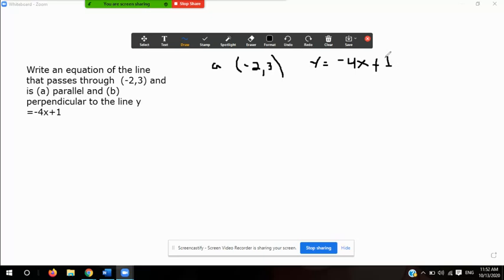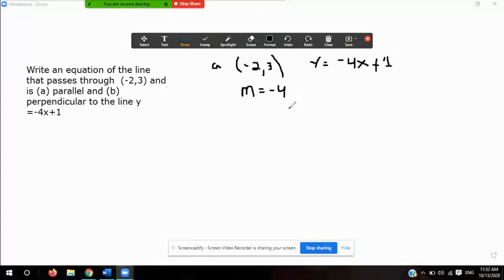So if A is dealing with parallel and the slope of this equation is negative 4, that means that the slope here is also negative 4. Okay, so we're only working with our parallel lines right now. We're saying that the other equation is parallel to this. So if it's parallel, that means that the slope is the same. So if the slope here is negative 4, so is the slope here.